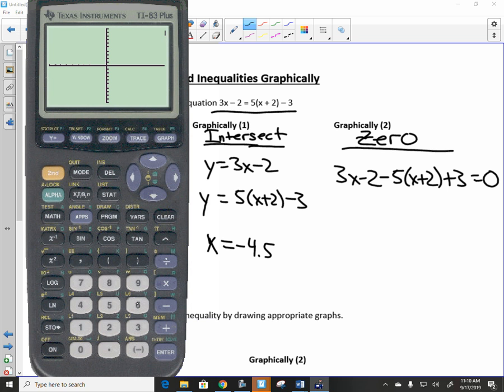zoom 6, this is the graph I get. What am I looking for on that graph? The place it crosses the x-axis, the 0. And the 0 occurs right here. I find that by going second calculate, 0, number 2.